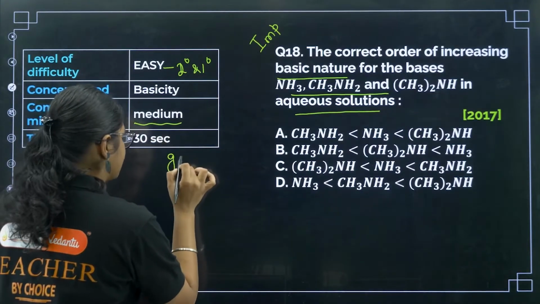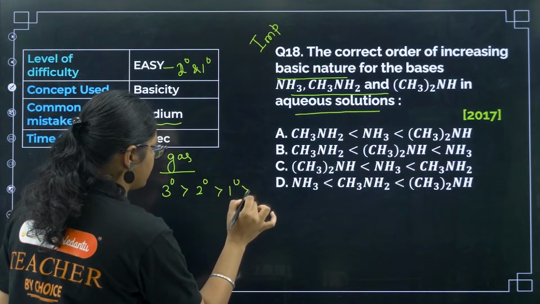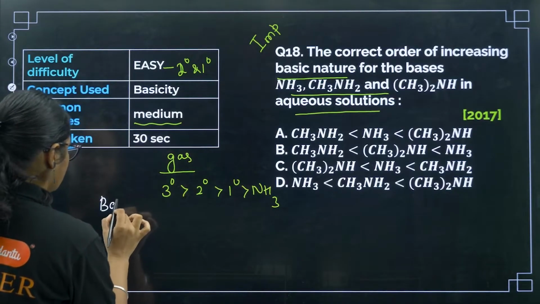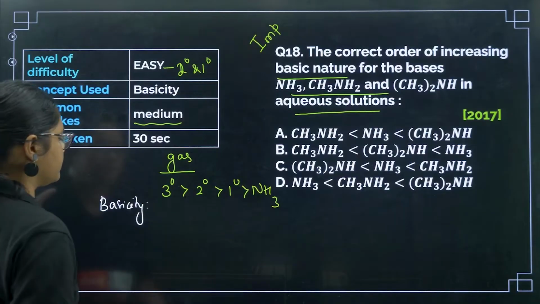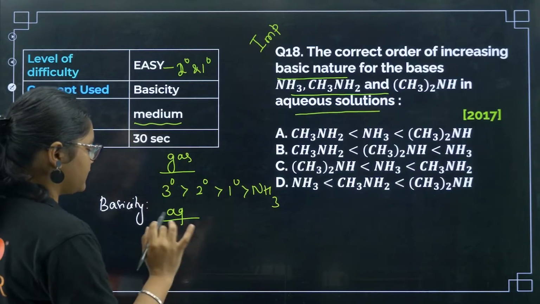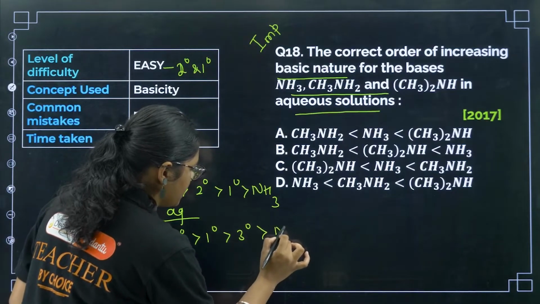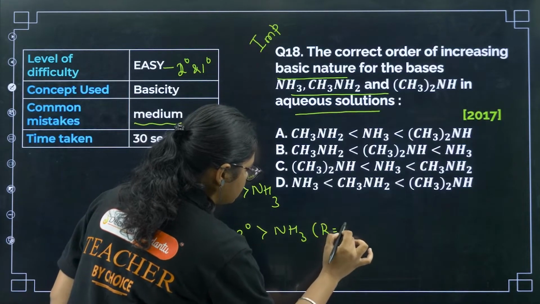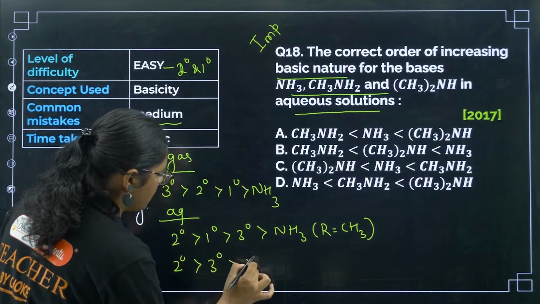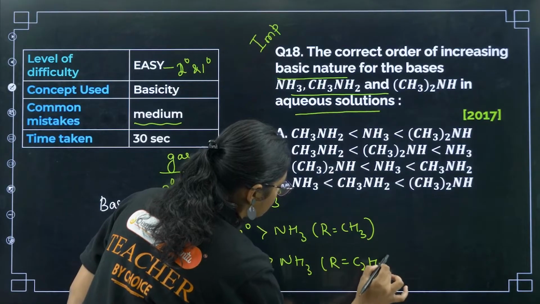So first of all, we will talk about gas phase. If it is gas phase, then the order is 3 degree, 2 degree, 1 degree and then ammonia. We are talking about the order of basicity. Now, if the medium is aqueous, then the order has to be 2 degree, 1 degree, 3 degree, then ammonia, if the R group is a methyl group. And the order has to be 2 degree, 3 degree, 1 degree and then ammonia if the R group is an ethyl group.